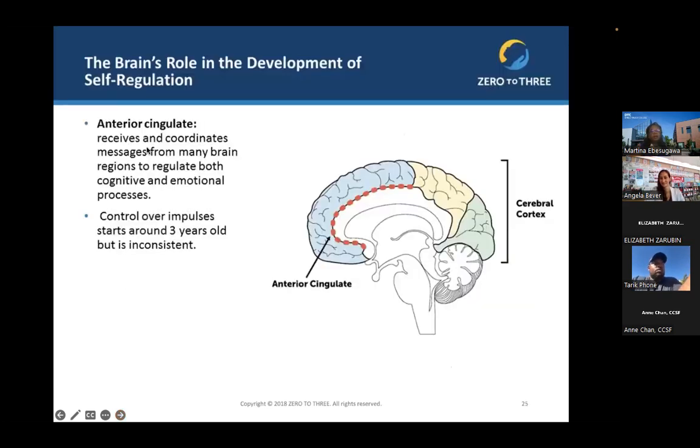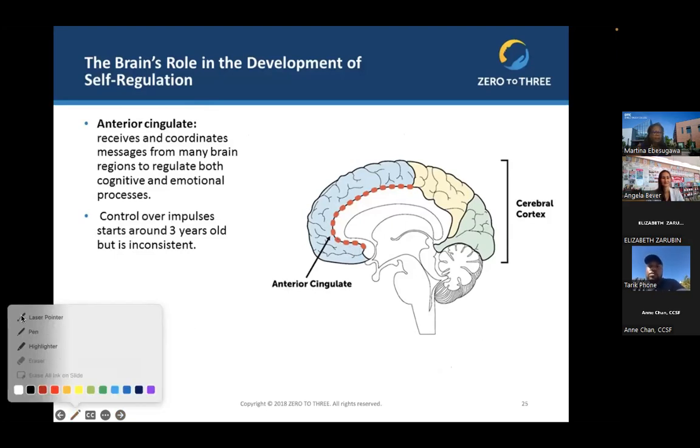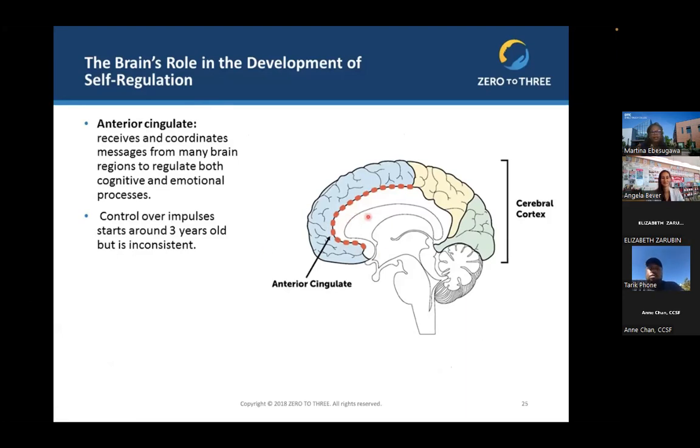Thank you. The next portion of the brain that's really important is the anterior cingulate. And this portion of the brain, which is right here, basically allows for messages to go from the limbic system to the prefrontal cortex. And this allows the brain to regulate both cognitive and emotional processes for the child. Control over impulses starts around 3 years old, but is often inconsistent.